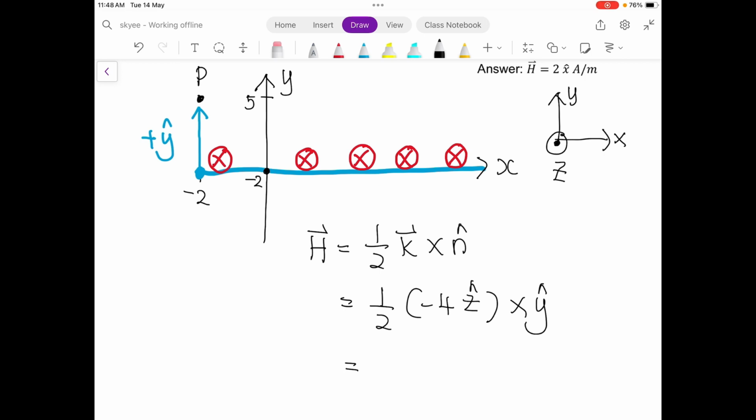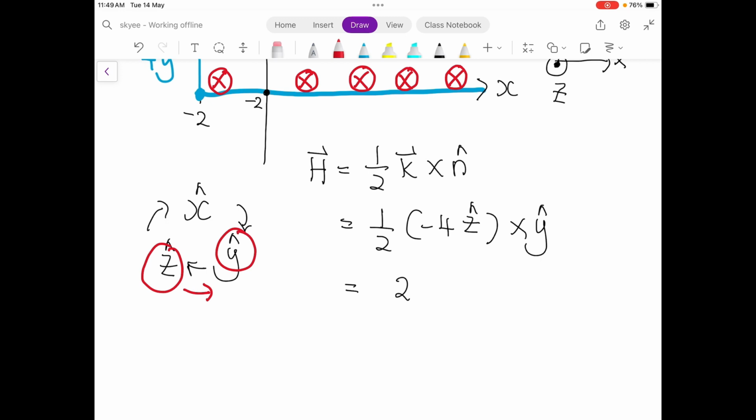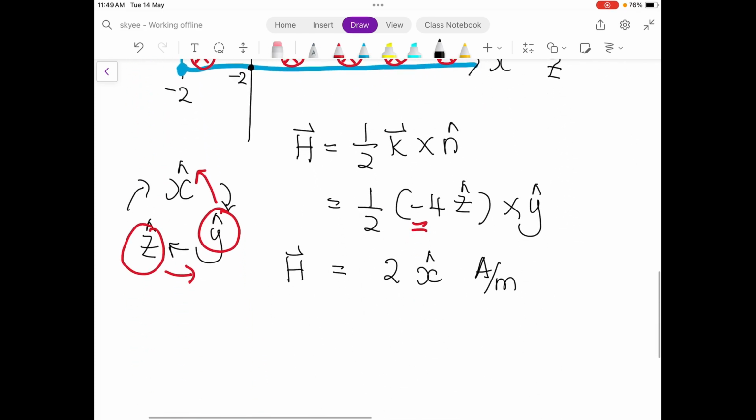Let's see whether it's -2 or +2. So you have x, y, z. Please use this technique to find it. Now it is z cross y. Z cross y, so supposedly you will get -x. And because of this negative, you will eventually get positive x. So your answer is 2x ampere per meter.